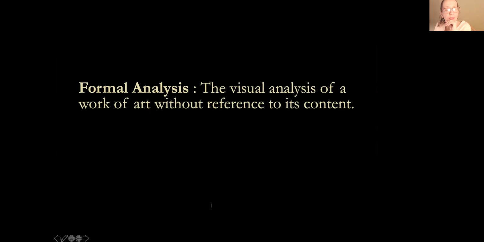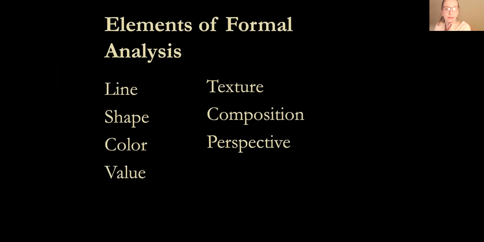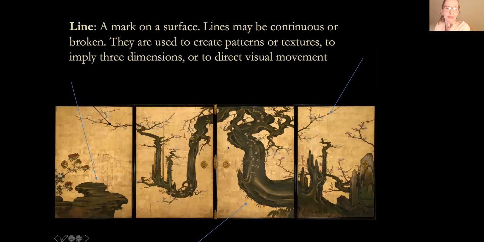So we're going to now proceed to a formal analysis. The formal analysis is the visual analysis of a work of art without reference to its content. We already have begun doing that a little bit in the discussion of perspective. Here are the elements of formal analysis: line, shape, color, value, texture, composition, and perspective. We'll go through each of these in succession to illustrate.